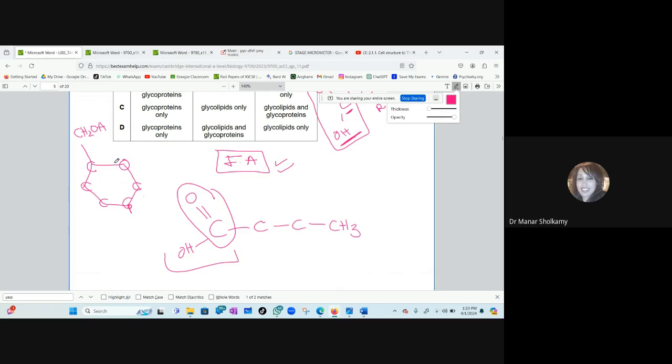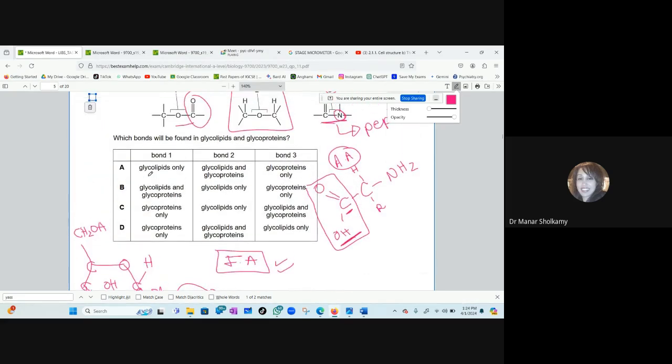Carbon 2, we always said we'll start with carbon 2. OH down, OH up, carbon 3, OH down. And then we'll go back to carbon 1 because it's variable. Either the hydrogen is above in alpha glucose and the OH is below, or the opposite in beta glucose. So I'm reminding you of the basic molecular structures that you have to know. Let's look at the question.